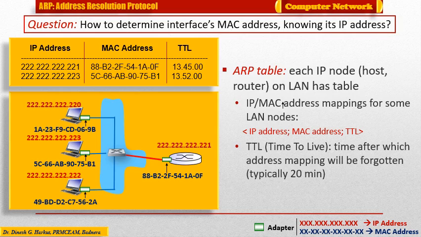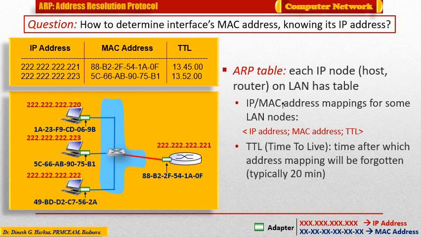The ARP table also contains a time to live value, which indicates when each mapping will be deleted from the table. This is a typical example of an ARP table of the host 222.222.222.220. It consists of the IP addresses of other hosts along with their corresponding MAC addresses, and one more field, TTL, time to live, which indicates when each mapping will be deleted from the table.